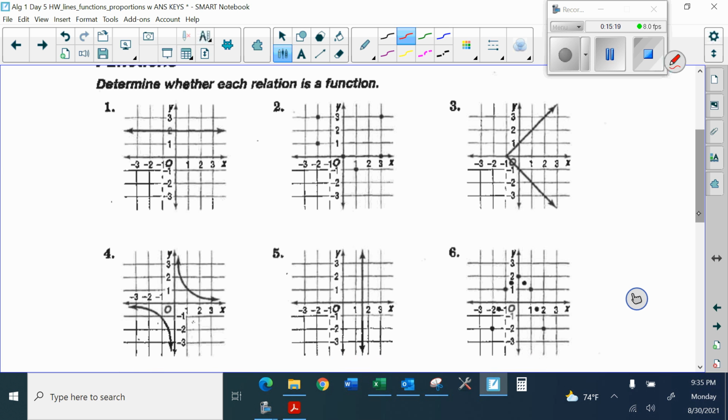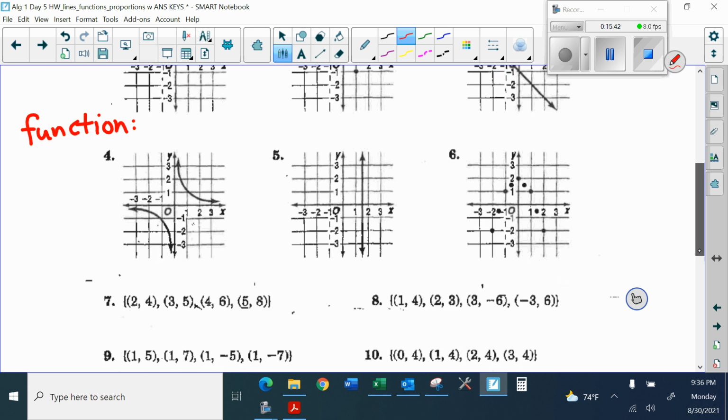Functions. Determine whether each relation is a function. A relation is a set of points. So the definition of function you need to know. We're going to give it verbally and graphically. So this right here, I can just do it graphically, but I'm still going to give you the verbal answer. So it's a set of points.